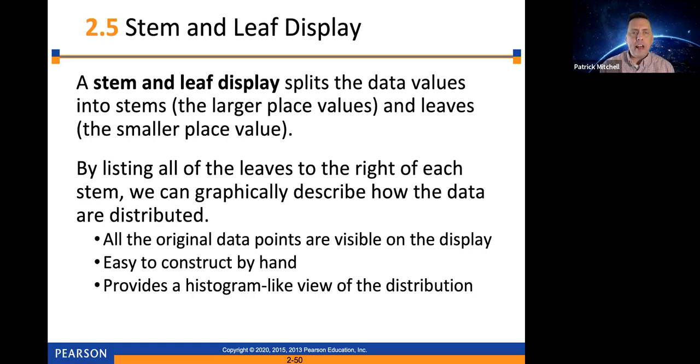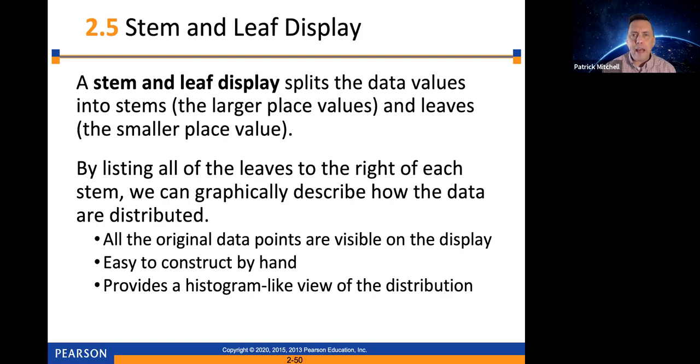This next one is on Section 2.5, which is about the stem and leaf display. A stem and leaf display splits the data values into stems, which are the larger place values, and the leaves, which is the smallest place value. By listing all of the leaves to the right of each stem, you can clearly describe how the data are distributed. All of the original data points are visible on the display. They're easy to construct by hand, and they provide a histogram-like view of the distribution. So those are some of the advantages of using a stem and leaf display.